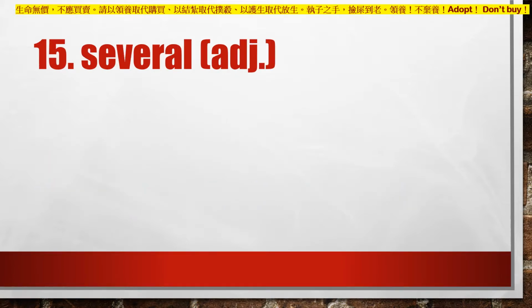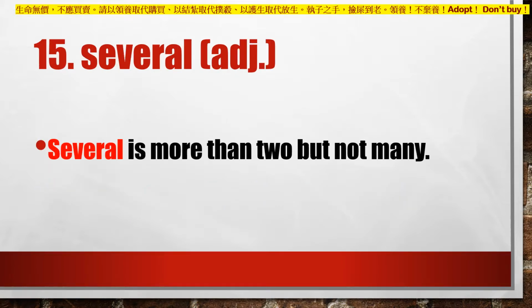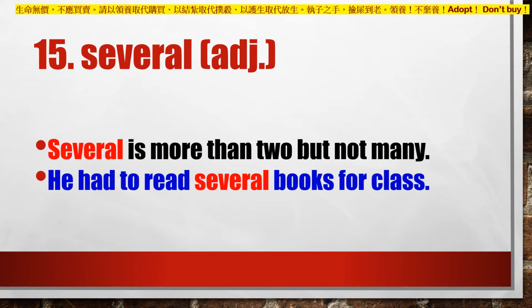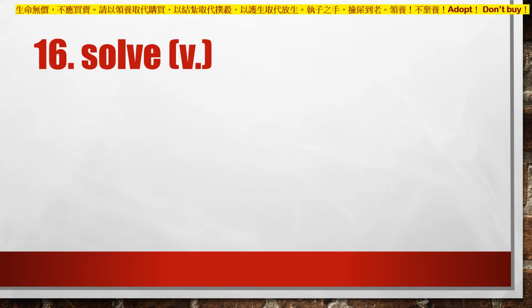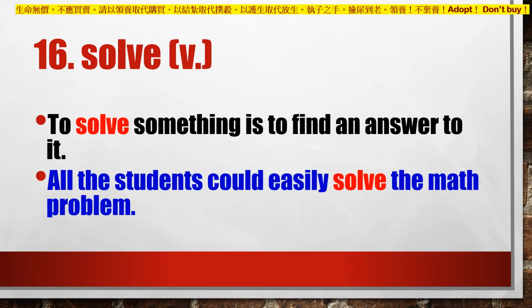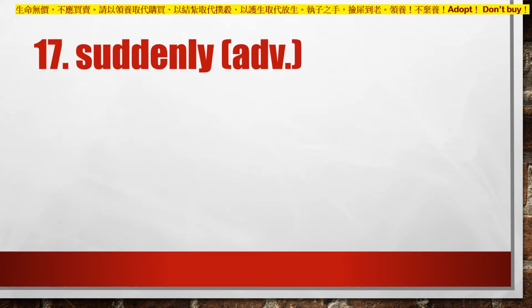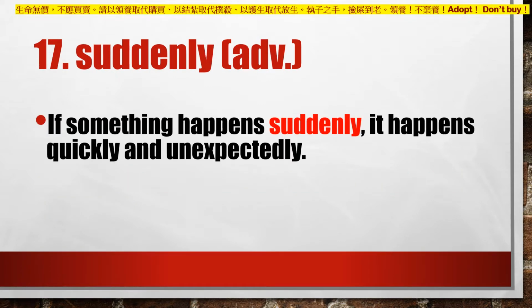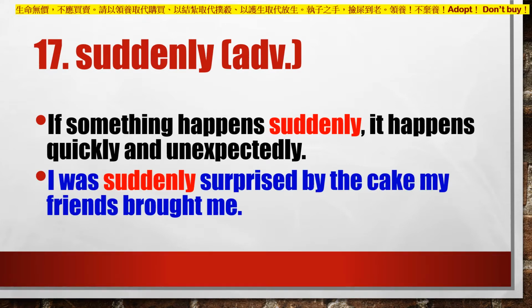Several. Several is more than two, but not many. He had to read several books for class. Solve. To solve something is to find an answer to it. All the students could easily solve the math problem. Suddenly. If something happens suddenly, it happens quickly and unexpectedly. I was suddenly surprised by the cake my friends brought me.